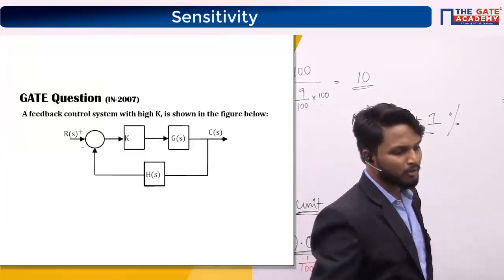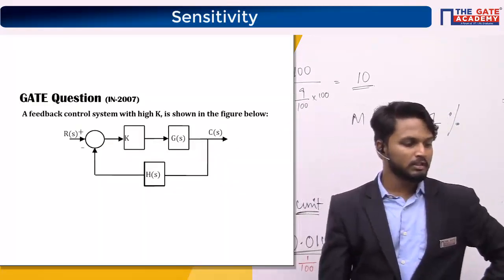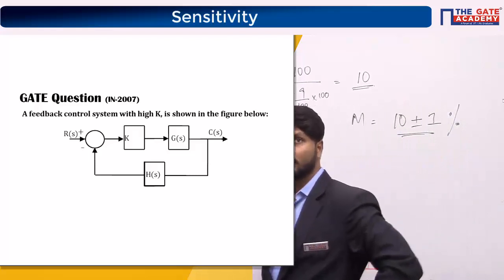The feedback control system with high gain K is shown in the figure below, right?